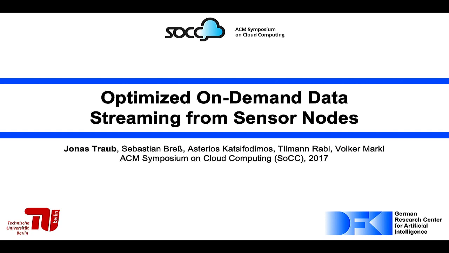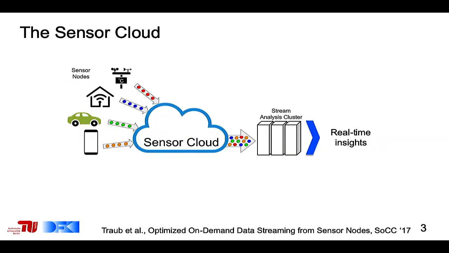So welcome, everyone. I'm going to present our paper, Optimized On-Demand Data Streaming from Sensor Nodes, which was published at the ACM Symposium on Cloud Computing in 2017. So let me first give you a brief introduction about the actual problem.